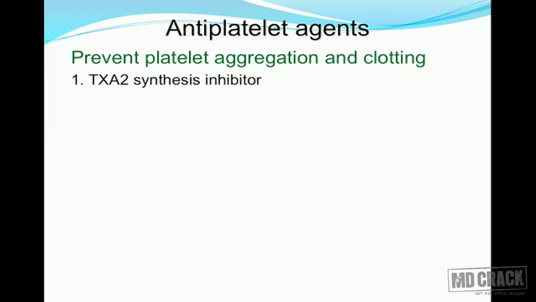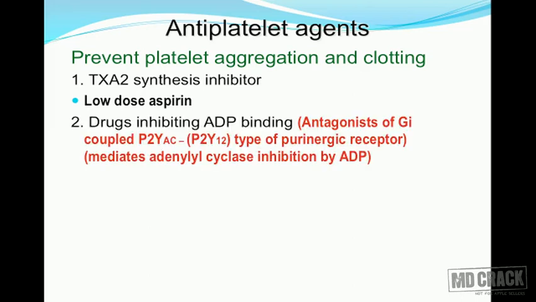agents. Let's classify them. Number 1, thromboxane A2 synthesis inhibitors acting on the thromboxane A2 is low dose aspirin, very important. Next, drugs which inhibit the ADP binding, how do they act? They are antagonists of the Gi coupled P2Y12 type of purinergic receptor.